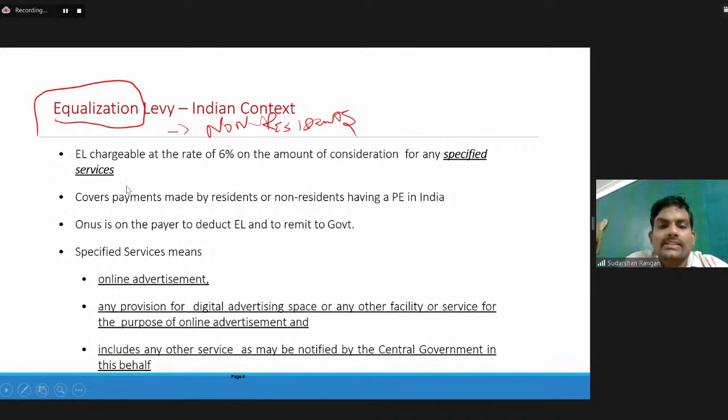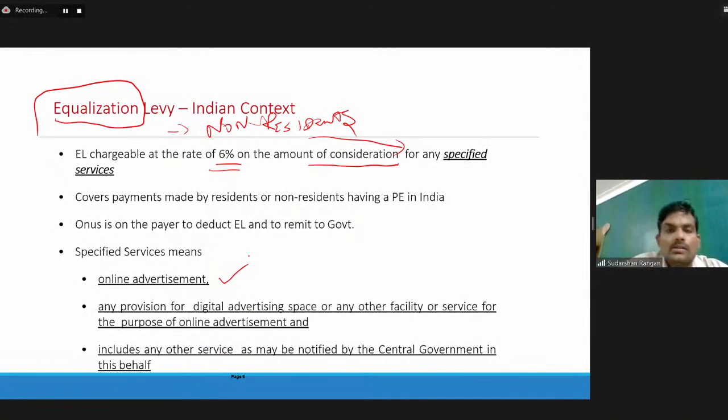Equalization levy says 6% is taxable on the amount of consideration received by a non-resident for any specified services. Now, what are those specified services? Specified services means online advertisement, provision for digital advertising space or any other facility or service for the purpose of online advertisement, and any other service as may be notified. Till now, no service has been notified. So effectively, this is one scope.